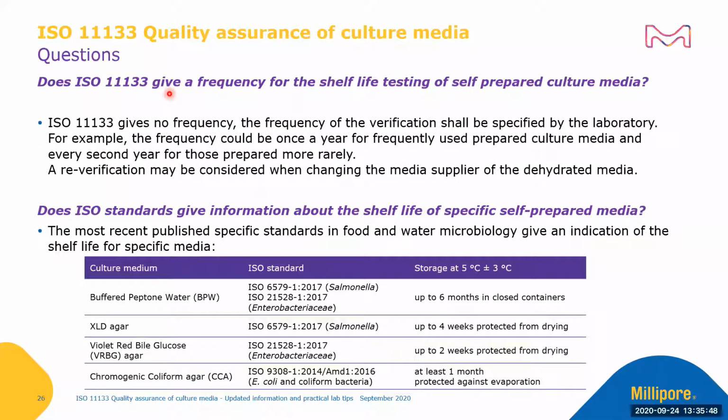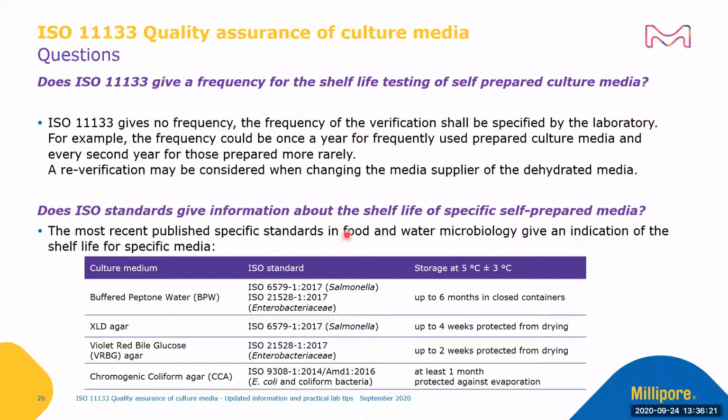Does ISO 11133 give a frequency? No, they give no frequency, as said before. For example, the frequency could be once a year for frequently used prepared culture media, and every second year for those prepared more rarely. This is a personal recommendation. A re-verification of the shelf life may be considered when changing the media supplier of the dehydrated media you are using for your self-prepared media.